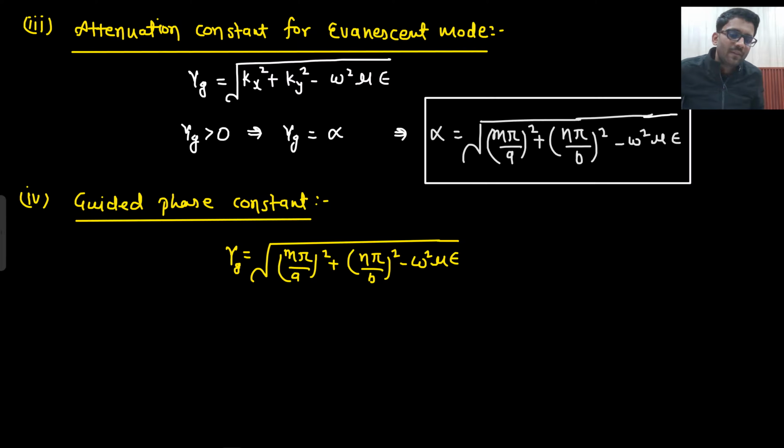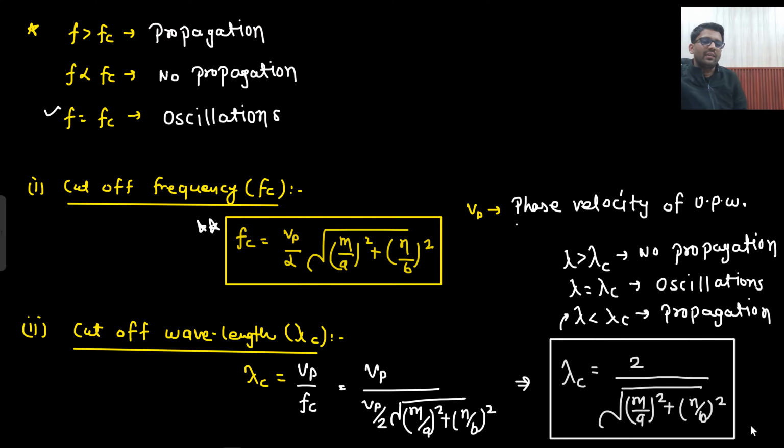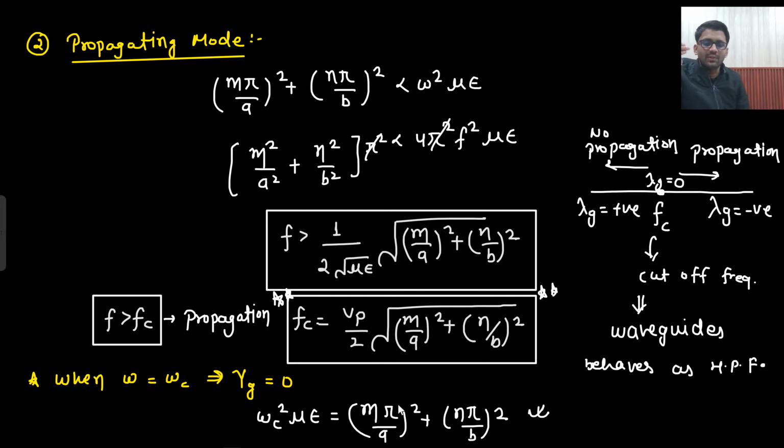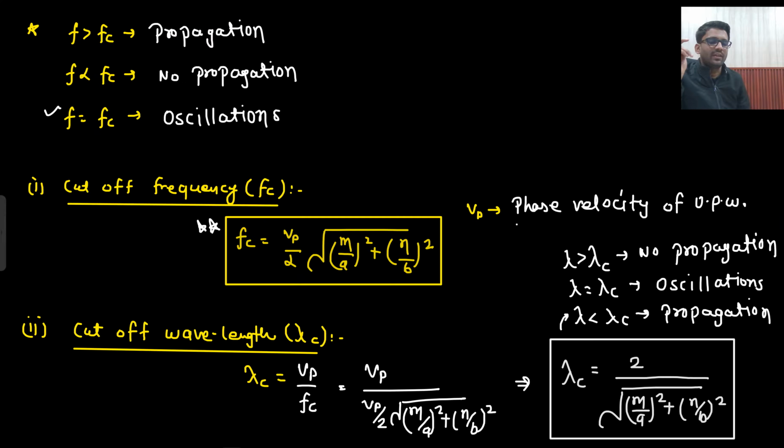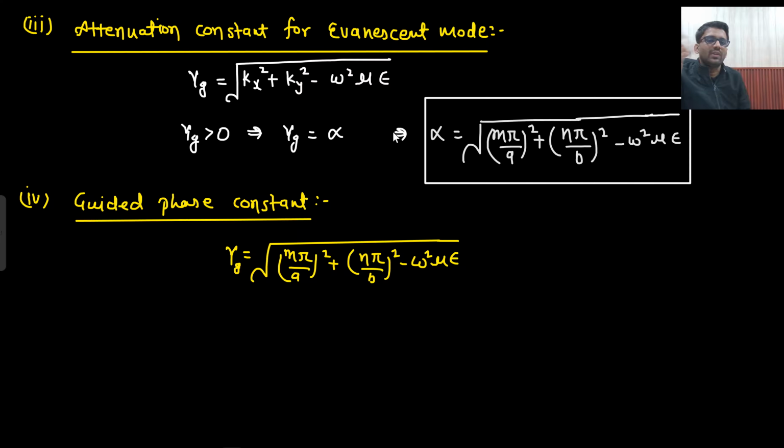Right. Here also you can put again (m pi by a) whole square, this value, omega c square mu epsilon, that you can put again. Here you can put these values again and you can get the expressions, but forget about it. This is the value of alpha. You remember this is the value of alpha.